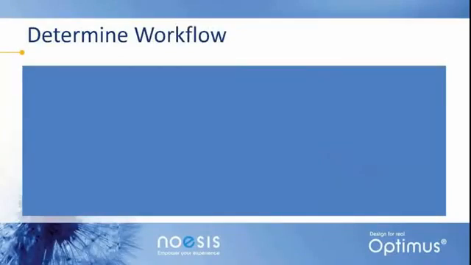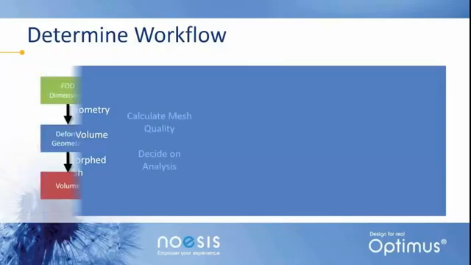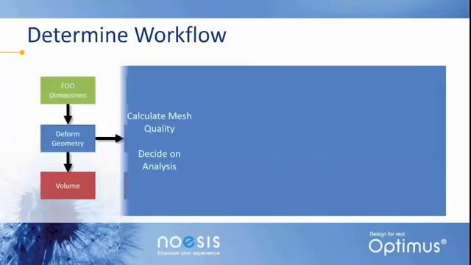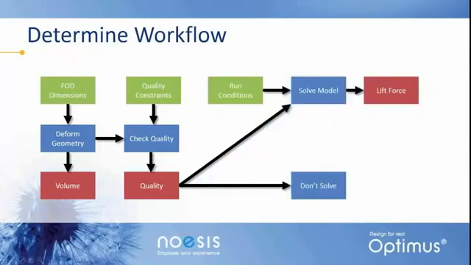So our next step is to determine the workflow. We first want to change the geometry, calculate the volume, and then export the morphed mesh. After that, we want to determine if the mesh quality is good enough to allow us to run a simulation. And then finally, we want to solve the model in our CFD analysis tool, and then extract the outputs from the reports that are generated by the analysis tool.